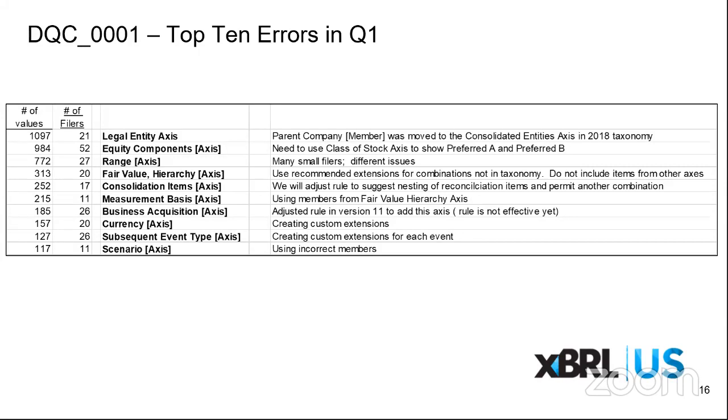We also have provided guidance that if other combinations are identified, they can be nested in a parent-child relationship with the members that have been approved.